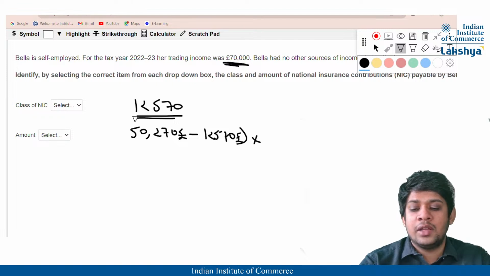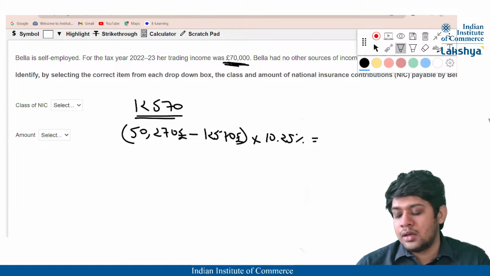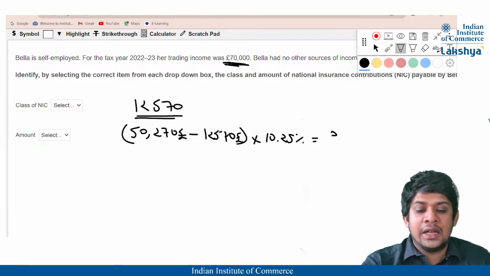On that, she will be charged 10.25%, right? So the value will thus be 50,270 minus 12,570 into 10.25%, right? That will be 3864.25. I'll take it as 3864, right?